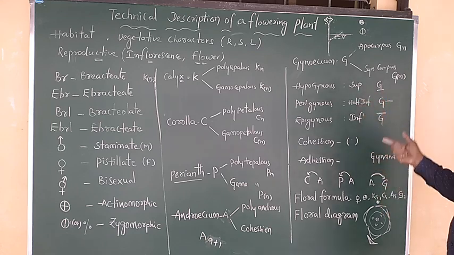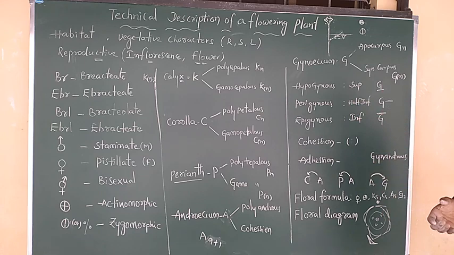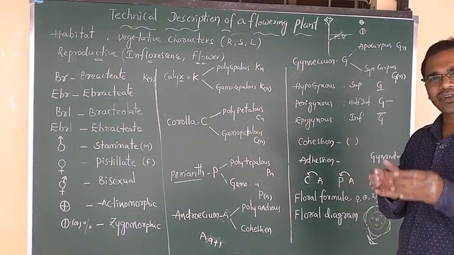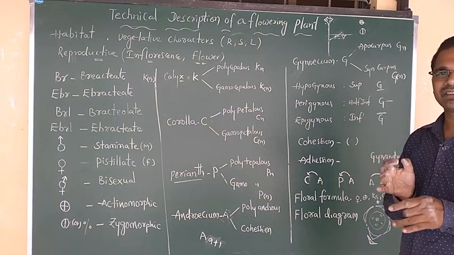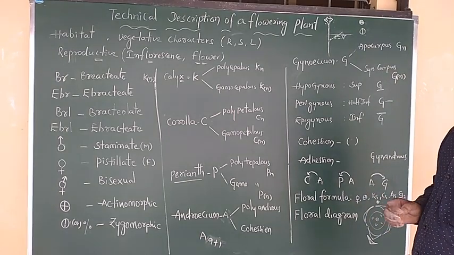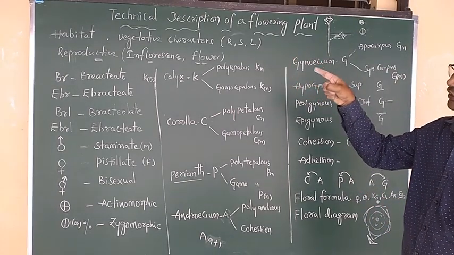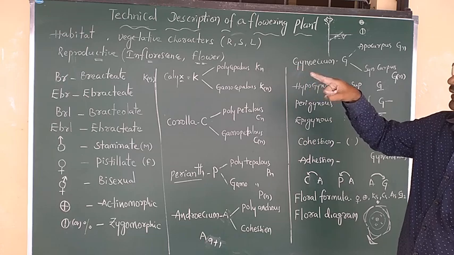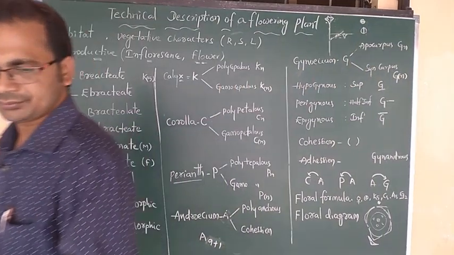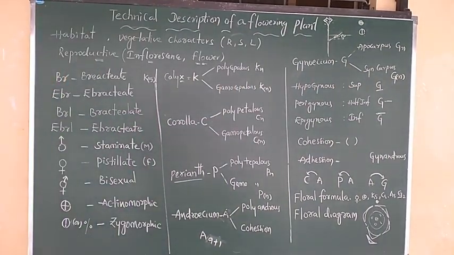Okay? So with the help of these symbols, we can describe which family a flowering plant belongs to. Tomorrow onwards, we will discuss the families according to our syllabus, one family at a time. For every family we can discuss habitat, vegetative characters and reproductive characters, one by one.